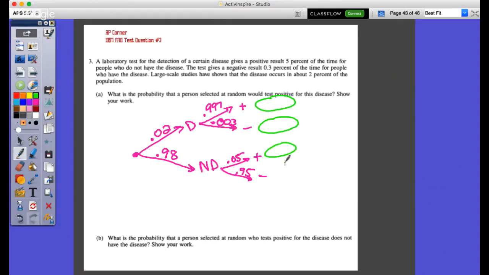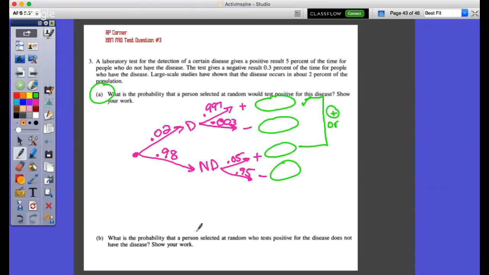So once I set this up, I do the same thing as I just did in the other one by finding the totals by multiplying 0.02 times 0.997, and so on and so forth. But then it asks, what is the probability that a person selected at random would test positive for the disease? Well, those that would test positive out of the total of 100% would be this, or, and this is where we add, right? Or this value once I've multiplied.